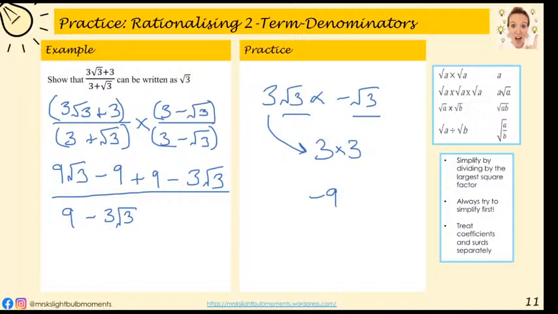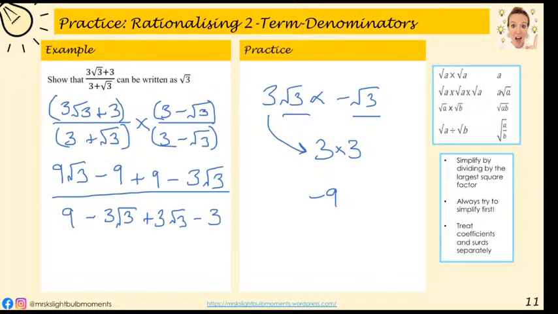Then we've got root 3 times 3, which is going to be positive 3 root 3. Then we've got root 3 times minus root 3. It's going to be negative because there's one negative there. Root 3 times root 3 is just 3. So it's looking really complicated, but now we're going to simplify.